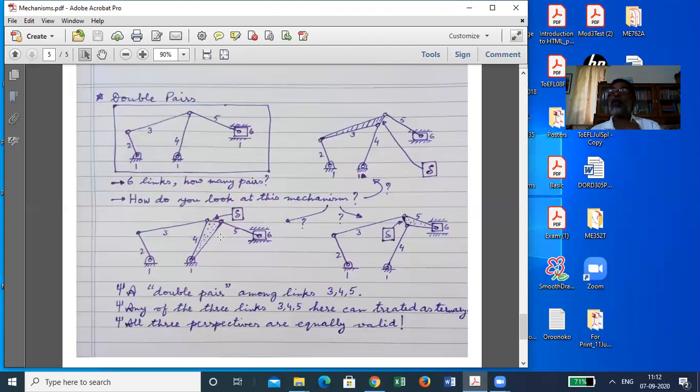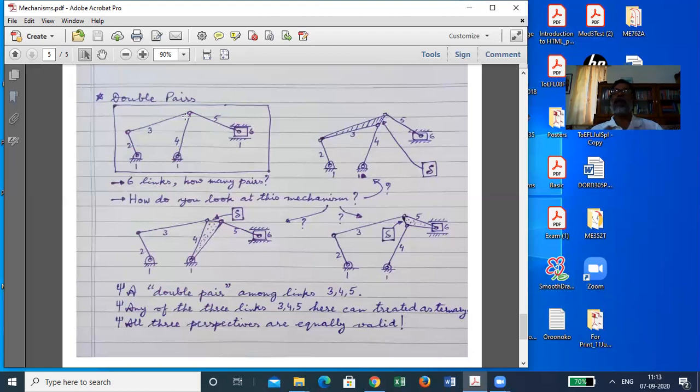Now, how many pairs have you got? 1, 2, 3, 4, 5, 6, and the sliding 7 pairs. In each of them, you will get 7 pairs. And the count is consolidated by considering this as a double pair, equivalent to 2 pairs. Like that, in principle, you could have triple pair, quadruple pair. In general, you can talk of multiple pairs. So if at one pin there are 5 links connected, then that is actually equivalent to 4 pairs.